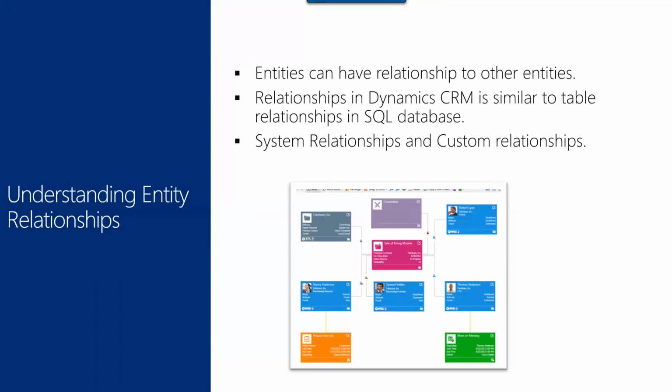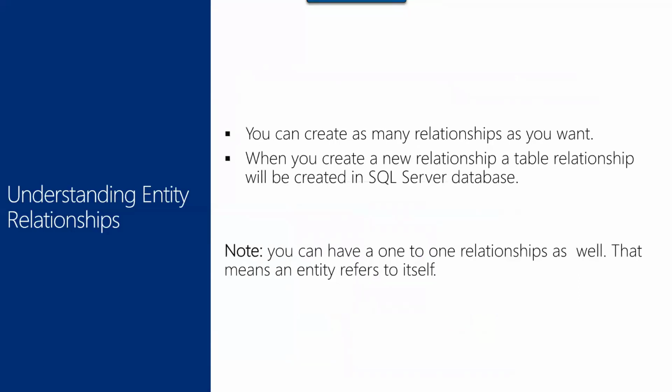So for every entity, we have multiple relationships with one another, and correspondingly there is a relationship in the database also. So when I'm creating an entity in the CRM system, I'll get a set of relationships with other entities, depending upon the settings I configured in the entity's properties window. In addition to that, you can customize more relationships. We can customize the existing relationships in a limited way, plus we can create more relationships. The important point here, which I already mentioned, is that when you create a new relationship, a table relationship will be created in the SQL Server database.